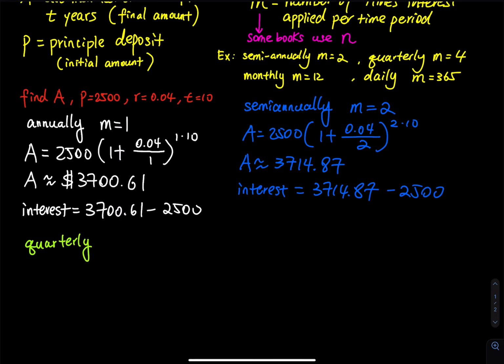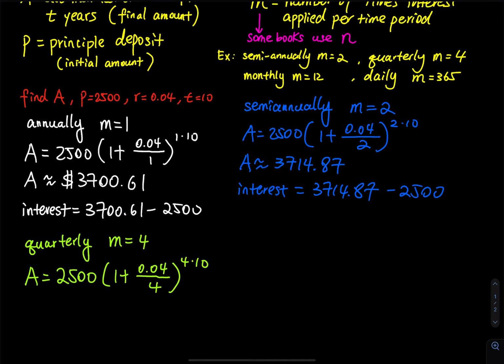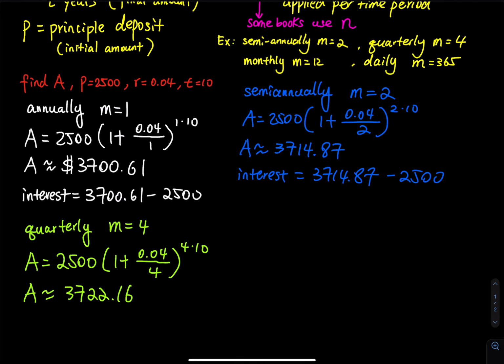How many quarters in a year? There are 4 quarters in a year, right? So that means M is equals to 4. So A is equals to your principal deposit, and then 1 plus your interest rate divided by M, and then M times 10 years. So this one, I got 3722.16. So that is the final amount that you will get after 10 years.